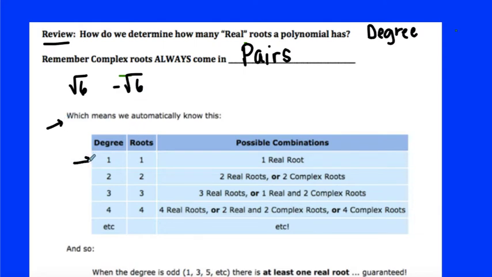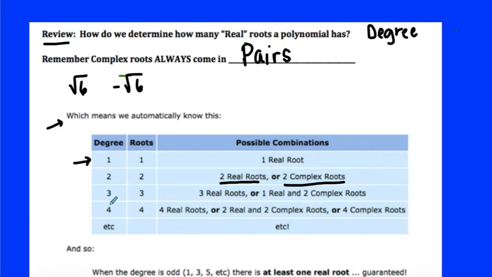If it is a degree 1 polynomial, that means it has one root, and it has to be a real root. A degree 1 polynomial is a linear function, right? All right, a degree 2 polynomial has two roots. So it can either have two real roots or two complex roots, one or the other, okay?